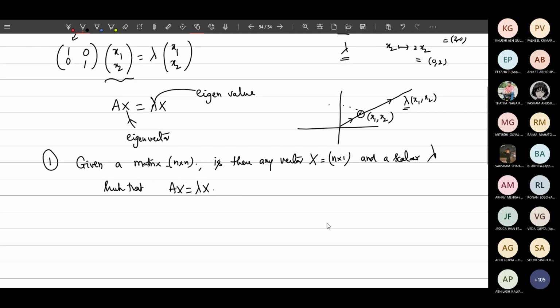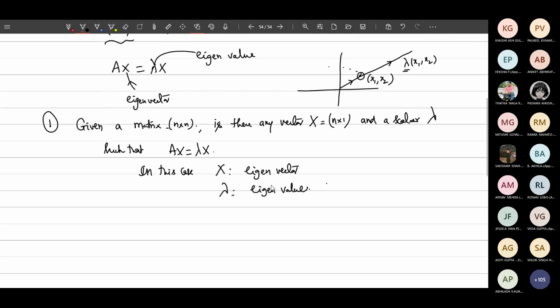The matrix equation Ax equal to lambda x. So in this case, x is called the eigenvector and this lambda is called the eigenvalue. But given a matrix, how to find these things? Given a matrix, how to find Ax equal to lambda x, satisfying the values of x and lambda.